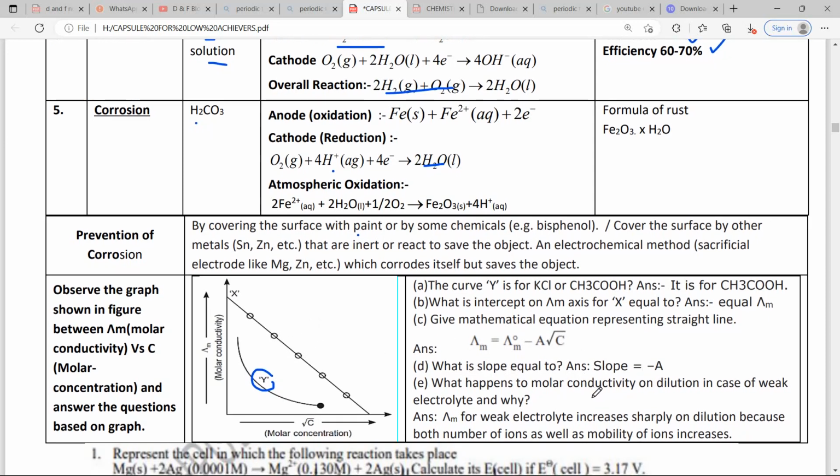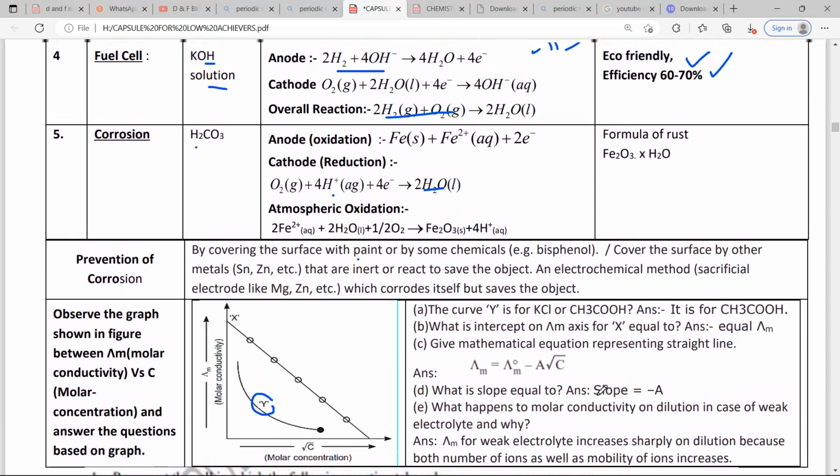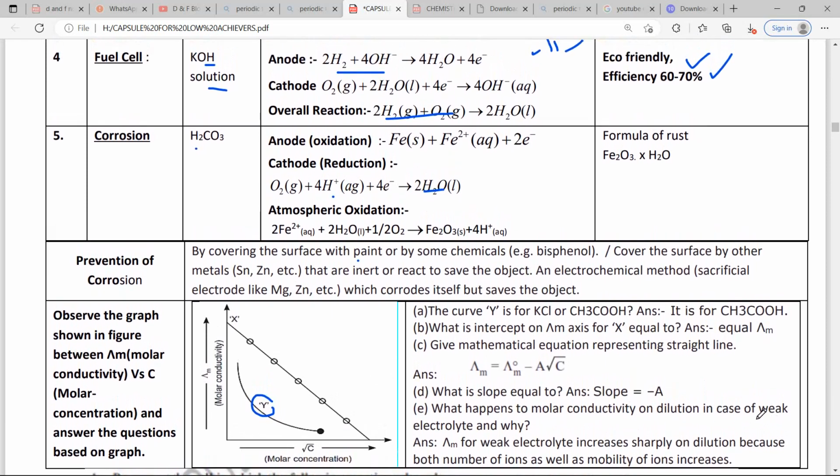Right. What happens to the molar conductivity on dilution in the case of weak electrolyte? This is what we discussed already. In the case of weak electrolyte on dilution, the conductivity increases because of the more number of ions and more spaces. Because of more number of ions as well as the mobility of ions increases. That's it, right? So this is for electrochemistry.